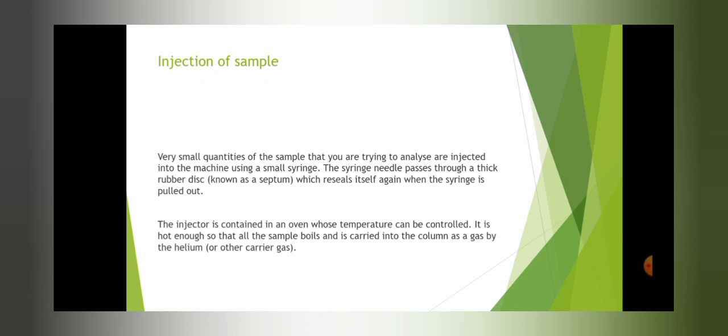For the split injection system, it is the most common injection system, where after a sample is injected, a portion or a ratio of the injected sample goes to the column. This is common especially when the sample is concentrated. So it is used when the sample is concentrated. For this GC, we'll be using the split injection.